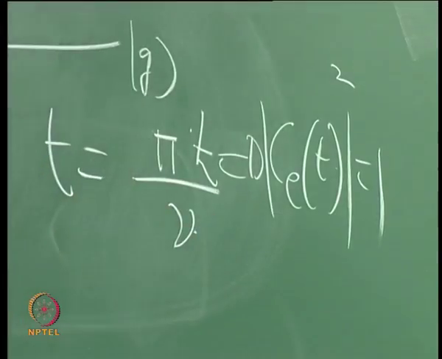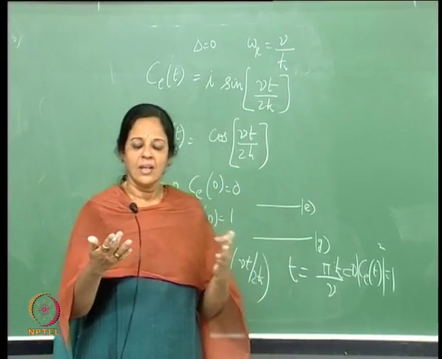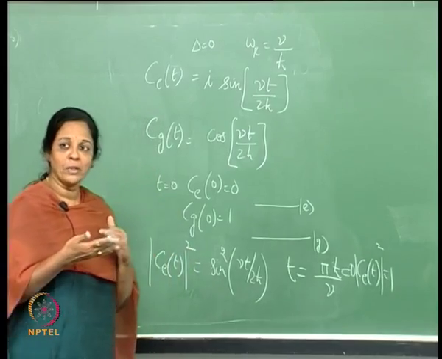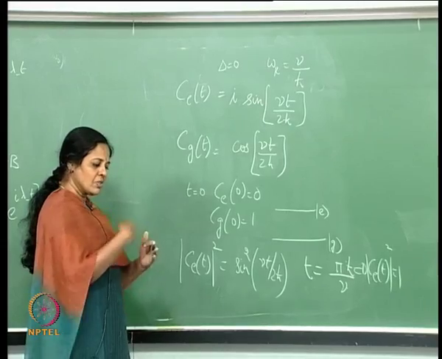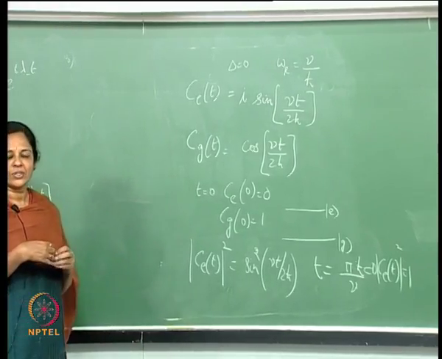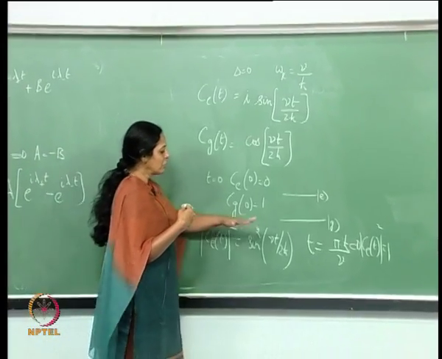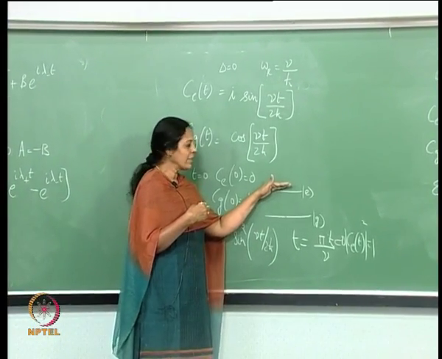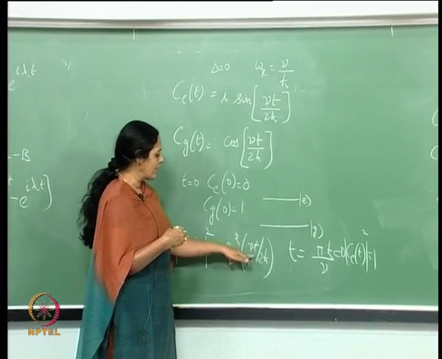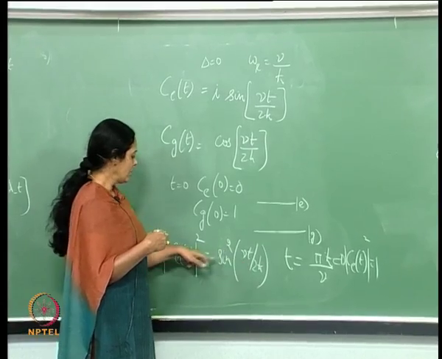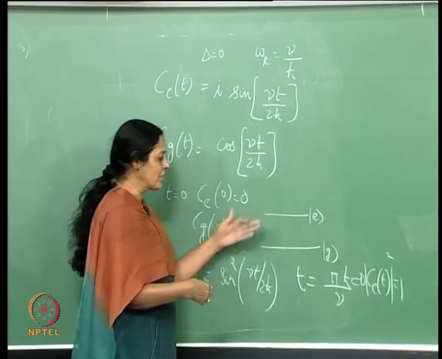In other words, the probability of being in the excited state is 1 and the probability of being in the ground state at that instant of time is 0. So there is a complete population transfer, that is the nomenclature that is used. There is a population transfer from the ground state to the excited state, but it does not stay there, because again later on when sine squared of the argument is 0, the probability of being in the excited state becomes 0 and the entire population is in the ground state.